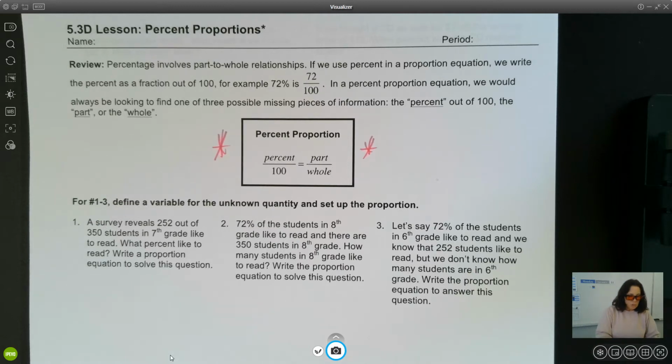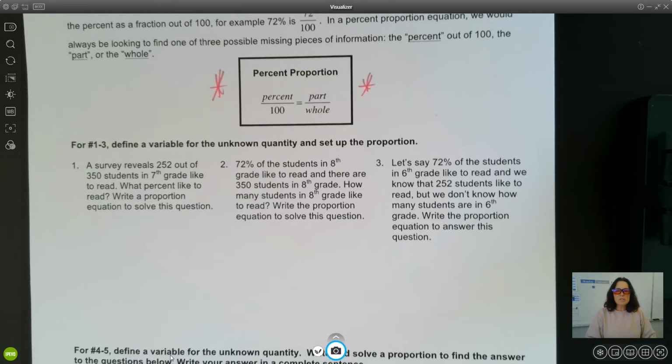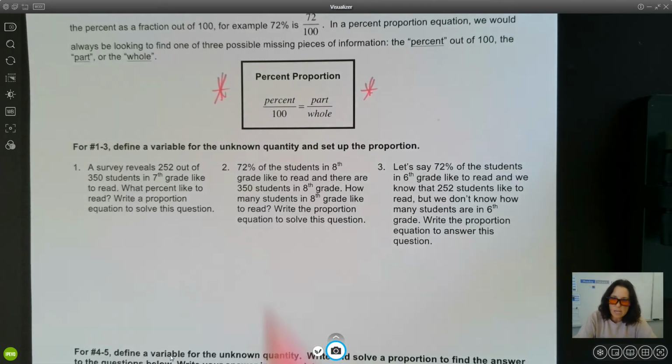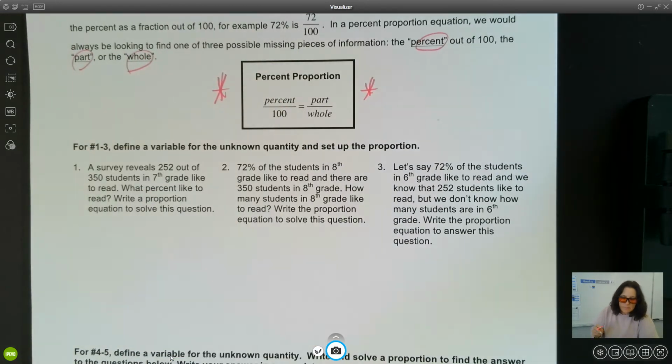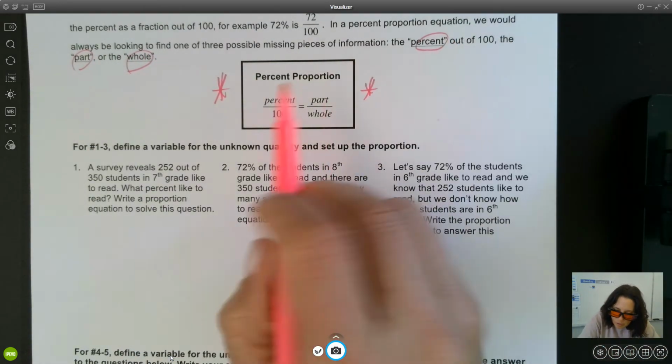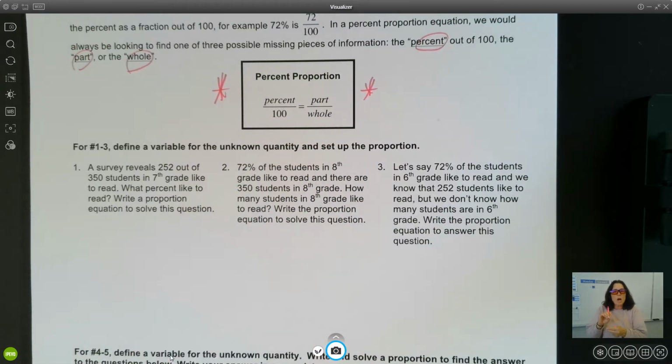Okay, so these first three problems, we're going to define a variable for the unknown and set up the problem. We're not going to solve it. I want you to see the three different types of problems. Notice that we've got percent here, part here, and whole here. So we would have to have the two other missing pieces to find the one part we don't know.